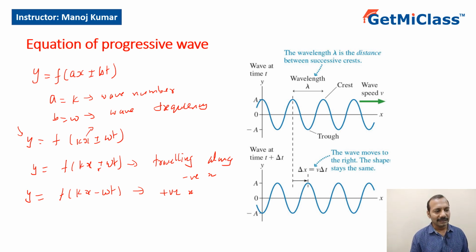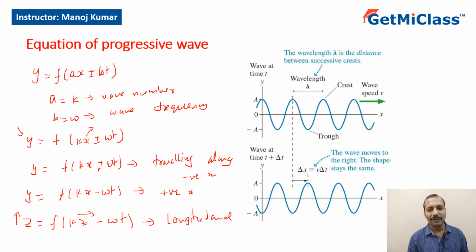Now for example, using this, similarly I can write z equal to something like f of, let's say, kz minus omega t. This represents a wave whose medium particles are oscillating along z and the energy is also moving along the z axis. So this is a longitudinal wave.